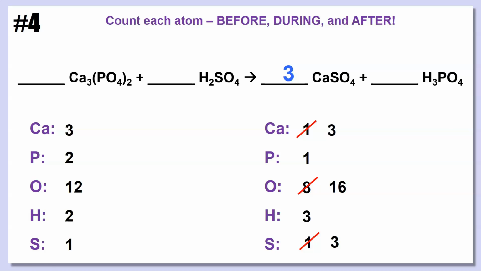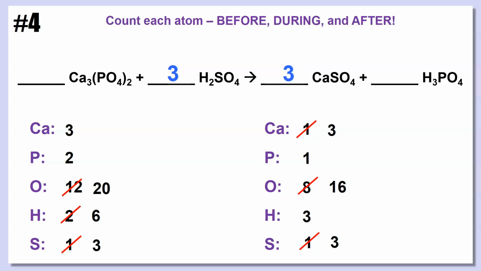Now, let's fix something else. Let's put a 3 here, and let's fix the sulfur. That also messed up my hydrogens. I have 6. And it messed up my oxygens. Now on this side I have 4 times 2 plus 3 times 4. Now I'm all the way up to 20 oxygens. That doesn't mean it's wrong. It just means it's more complicated.